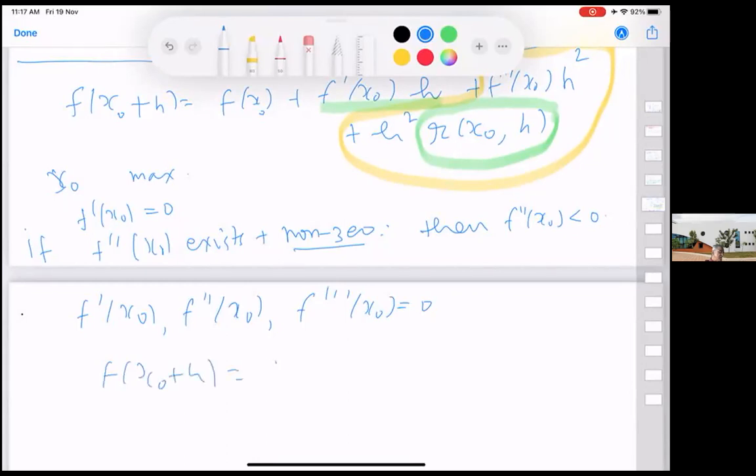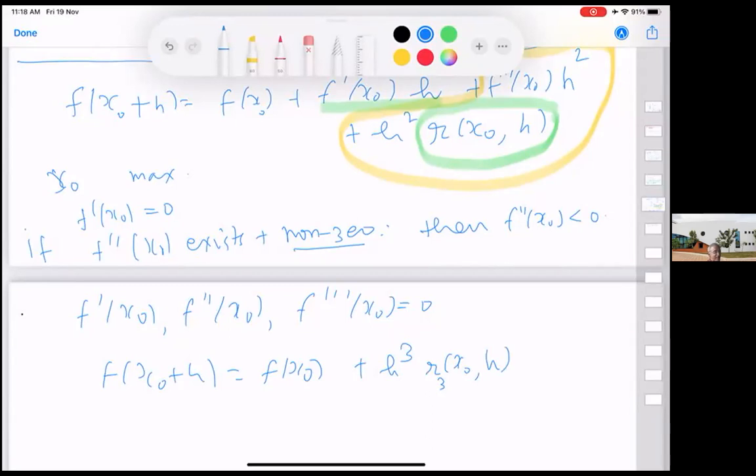x0 plus h is equal to f x0 plus the Taylor polynomial terms up to third degree at x0, which will be 0 because it is this times h, this times h square, this times h cube. So all that remains is the remainder term, h cube R x0 h. Let me call this R3 because it is the remainder term after expansion up to third degree. So inconclusive, because this R3 x0 h can always be positive.